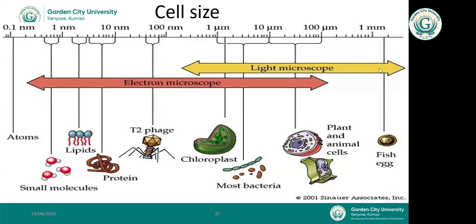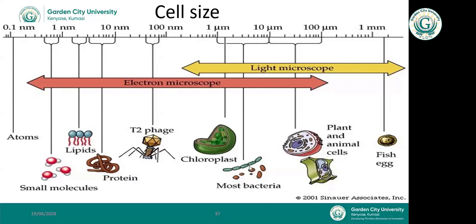And this one, your eye cannot see. So you need a microscope to help in that. So the microscope sees in the micrometer range. The plant and animal cells are within the 100 micrometer range. The fish egg is relatively larger than the plant cell and animal cell. But the organelles, the individual components of the cell, are very small. The chloroplast, the bacterial cell, are very small, within the 1 to 10 micrometer range.